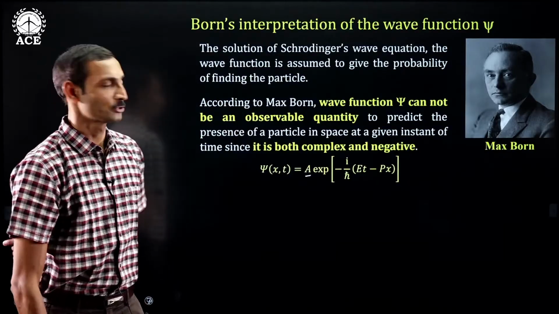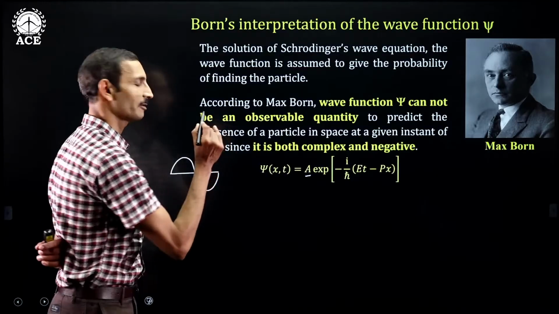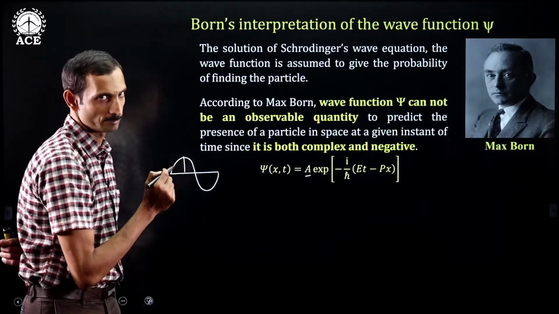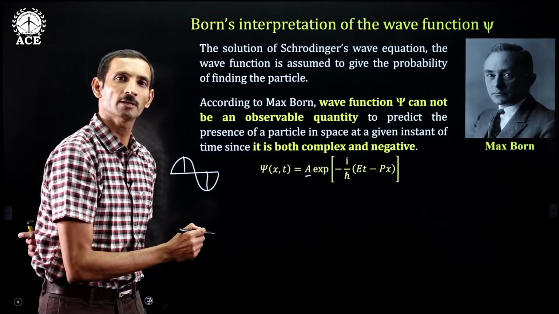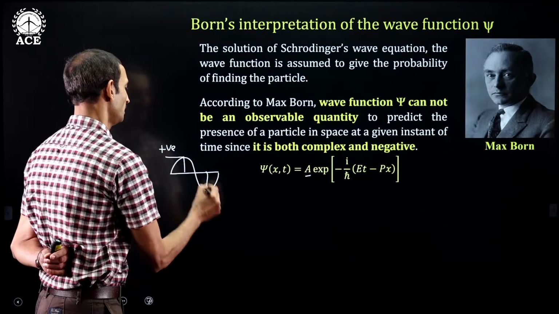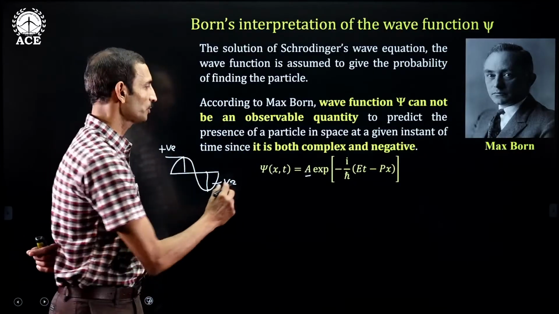Amplitude, right? So what do we mean by amplitude? If you have a wave like this, so you draw a wave like this, what do you call this distance? Amplitude. What do you call this distance? Amplitude again. This is positive and this is negative. So amplitude can be negative.